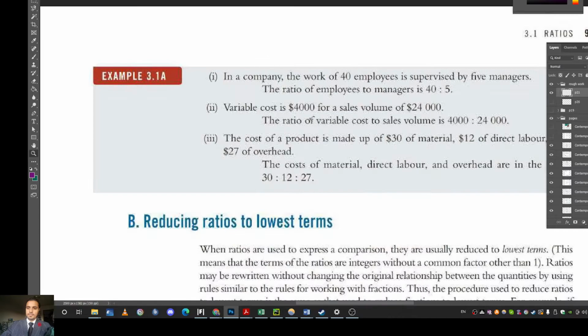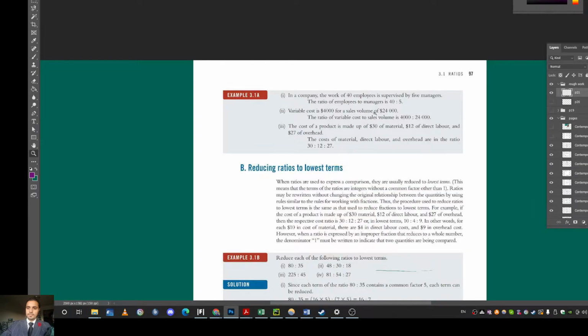Next, a variable cost is $4,000 for a sales volume of $24,000. We're going to get pretty intimately acquainted with what variable cost is. You probably already know this from your course in accounting. So let's say a company sold $24,000 worth of goods. That's the volume at which they sold, and out of that, $4,000 was their variable cost. It was cost that could change from month to month, week to week, year to year.